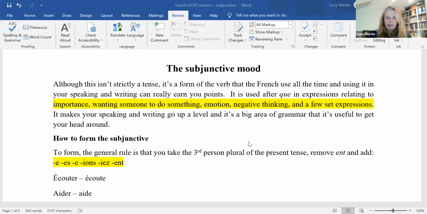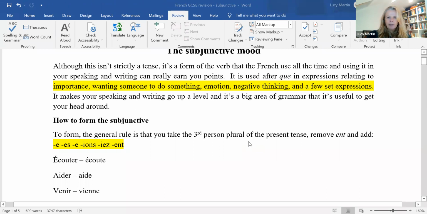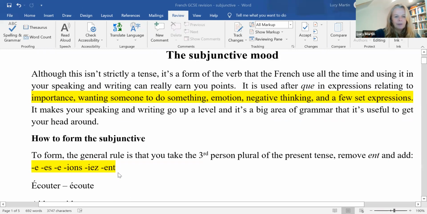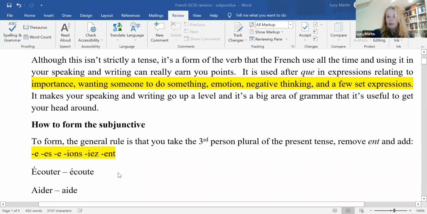How do we form the subjunctive? Take the 3rd person plural of the present tense, remove the ENT and add these endings. Now with the normal ER verbs, you'll see from the first 2 here, we're going to end up just looking like the present tense, because we take the 3rd person plural, écoutent or aident, take off the ENT and add E. Well, that's the same thing as saying j'écoute in the normal form, I listen or I help. It doesn't look any different.